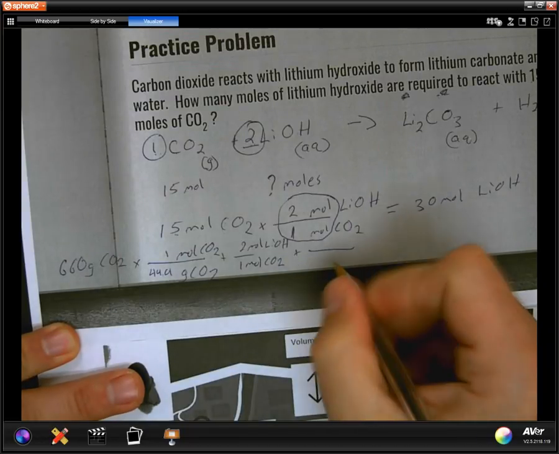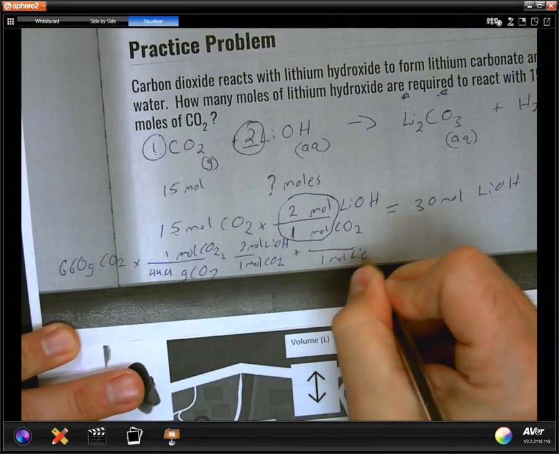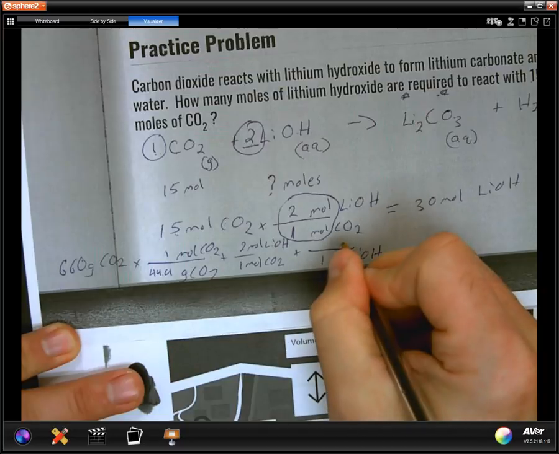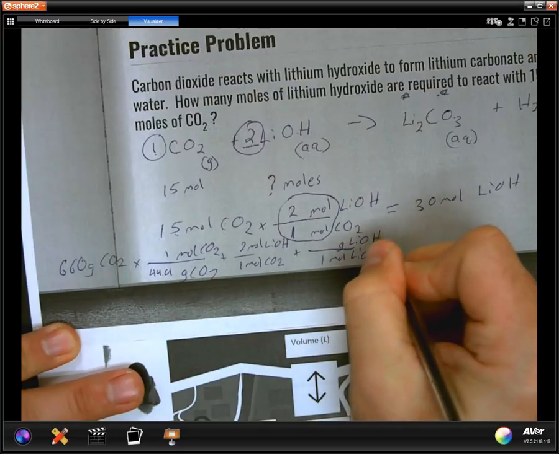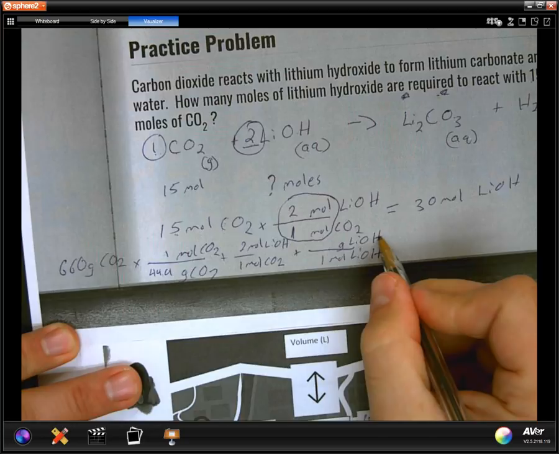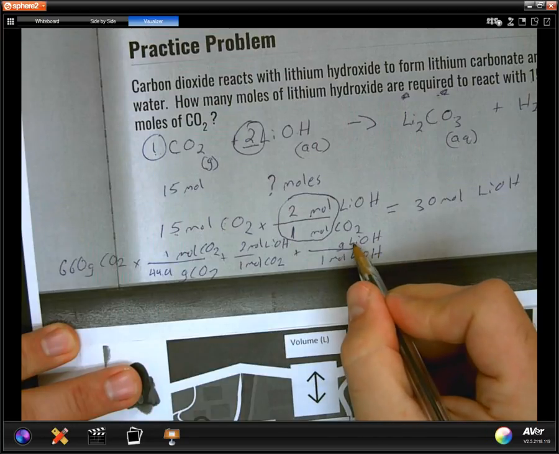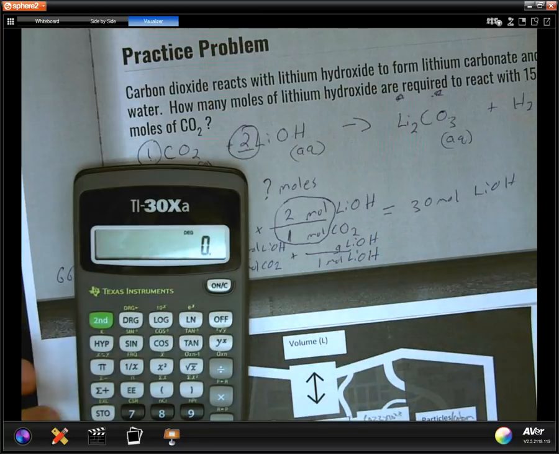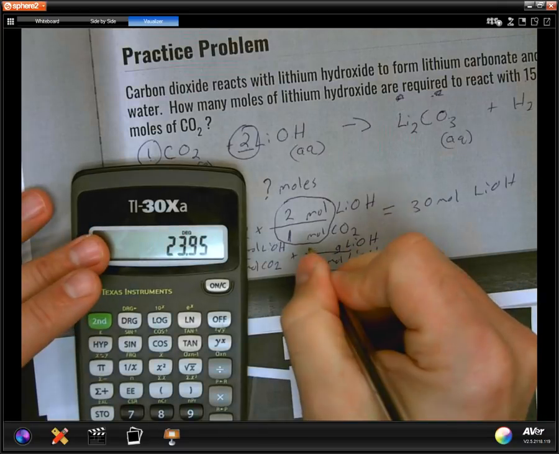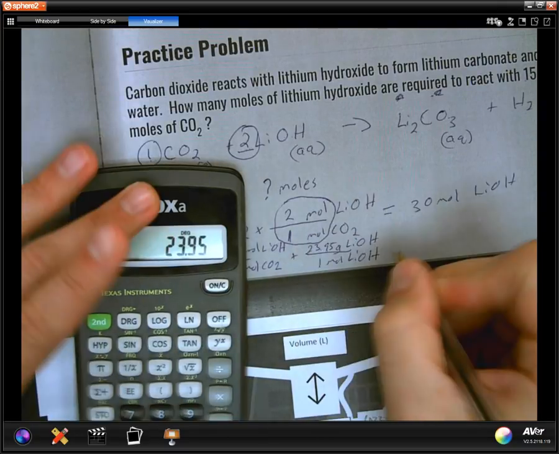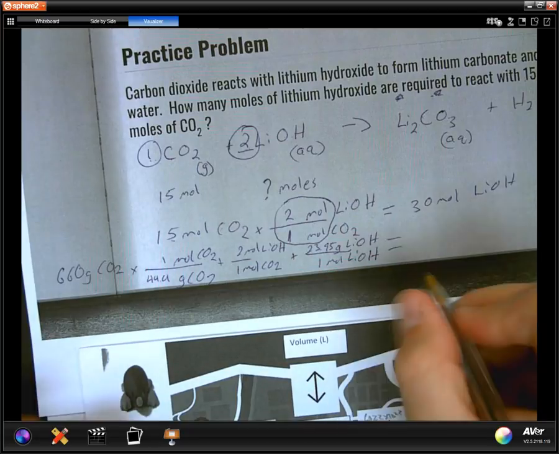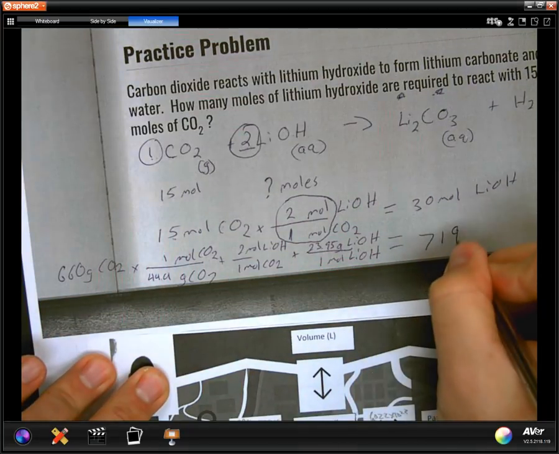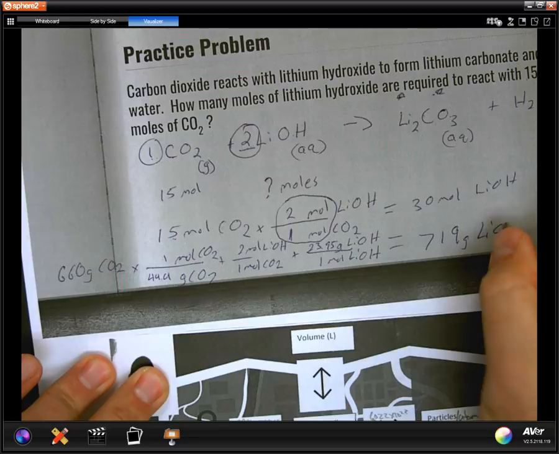So I would follow my units again, and I say 1 mole of lithium hydroxide would be how many grams of lithium hydroxide. Look at my periodic table: 1.01, 16, plus 6.94. If I put that in my calculator, because I don't really have that number memorized yet, 1.01 plus 16 plus 6.94, I see that this is 23.95 grams. And then if I did my math correctly, I'd come up with 719 grams of lithium hydroxide.